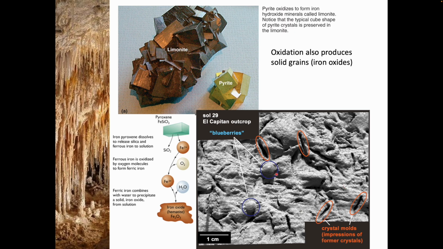We also see these round concretions, which are colloquially called blueberries. These are little spheres of iron oxides that precipitated directly out of water while this outcrop was underwater. And that's one of the proofs of liquid water having existed on Mars.